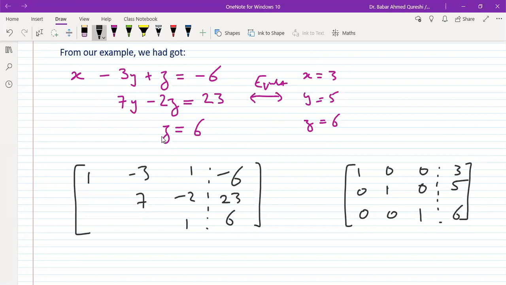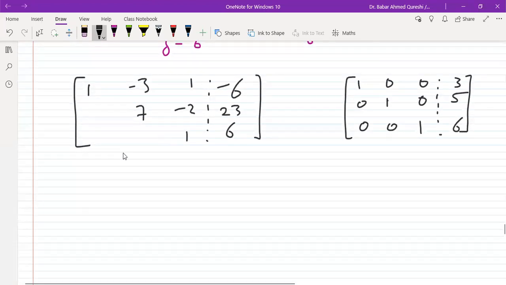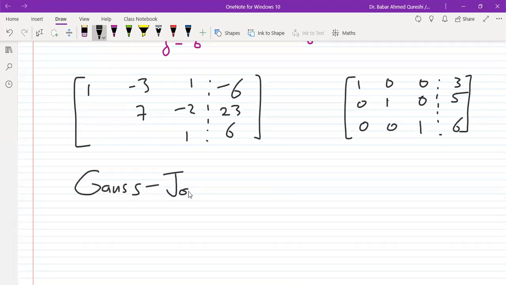So this process, if you continue, instead of doing it by hand, if you say I'm going to keep using row operations to get to my solution, if you do that, this is called the Gauss-Jordan method.